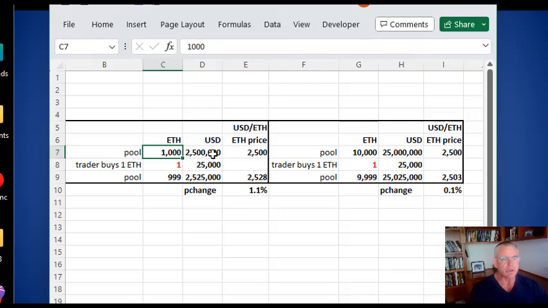You have a pool. So Alice puts in 1,000 ETH. Current price is 2,500 bucks, so she puts in 2.5 million USD, and then Bob comes in and he takes one ETH out and gives her 25 grand. So that's the price he pays. So what happens? Well, the pool now has one fewer ETH and it has 25,000 more USD. So the price changed because the price is the ratio of the two tokens in the pool. And so in this case, the price went up by 1.1%.